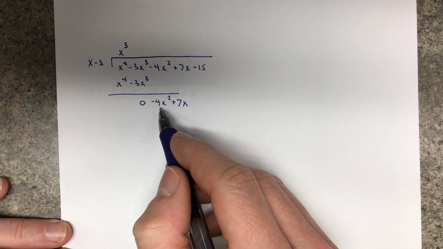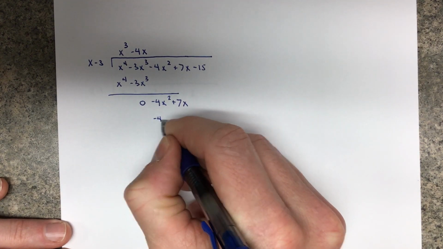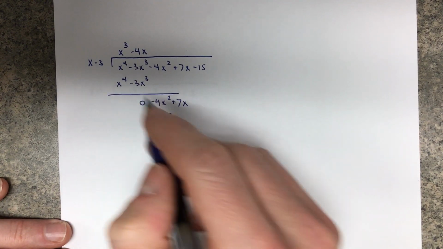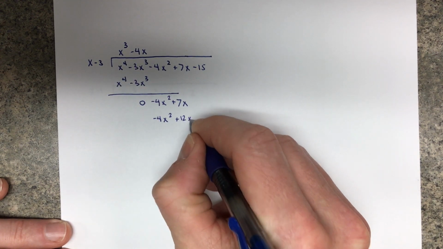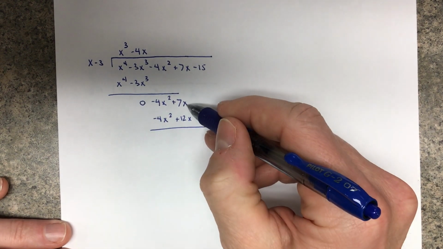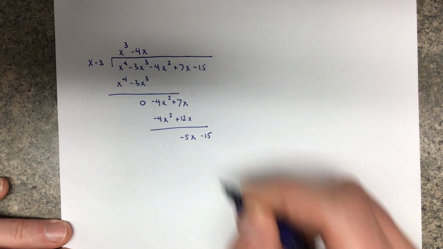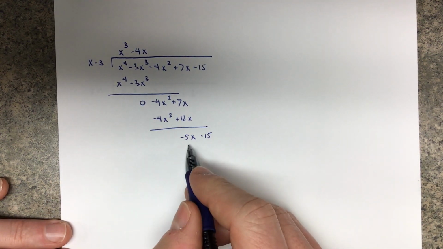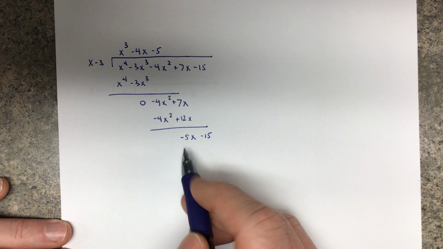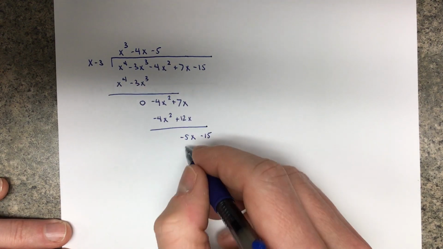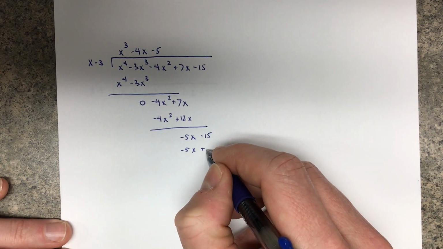X times what gives you minus 4x squared? Minus 4x. And then we multiply. Minus 4x times x is minus 4x squared. Minus 4x times minus 3 is a plus 12x. And now we subtract. 7x minus 12x is minus 5x. And then we bring down the 15. X times what is negative 5x? Negative 5, right? X times negative 5 is minus 5x. And then we multiply. Negative 5 times negative 3 is positive 15.